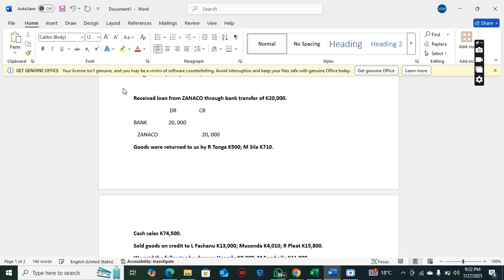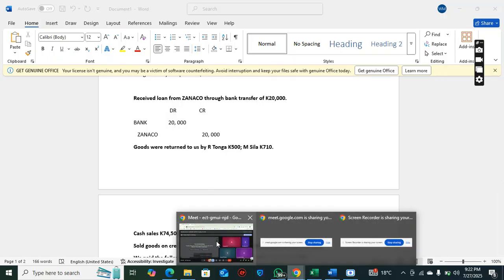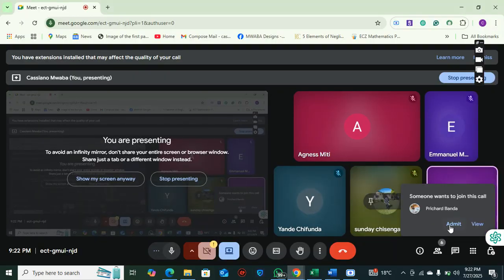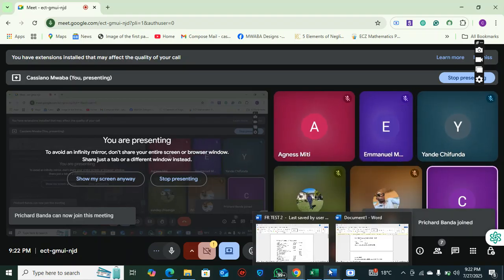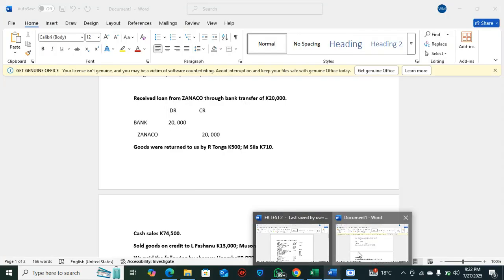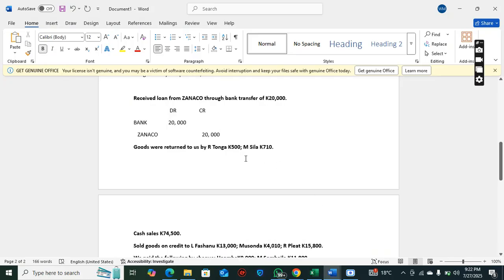If you want, you can put Zanaco, you can put also bank loan. Okay. So put bank loan there. Okay. Let me go to the next one. Goods were returned to us by R. Tonga and M. Sila.